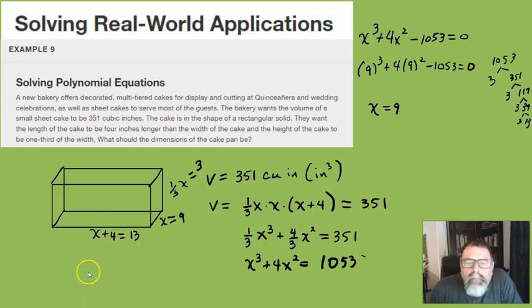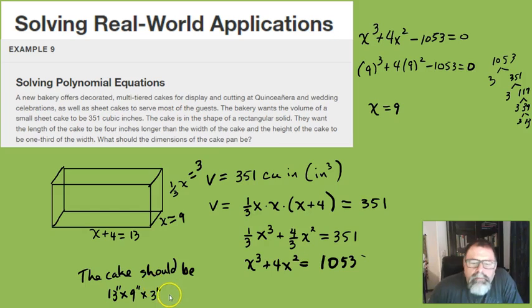So the cake should be 13 by 9 by 3 inches. All right, so that is our solution.